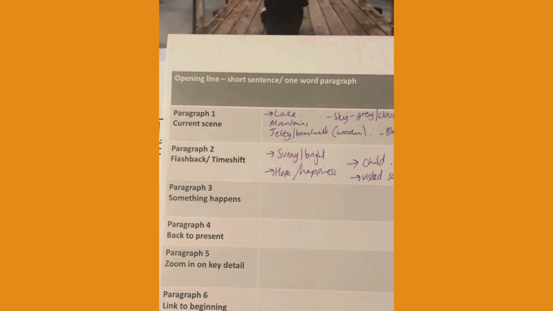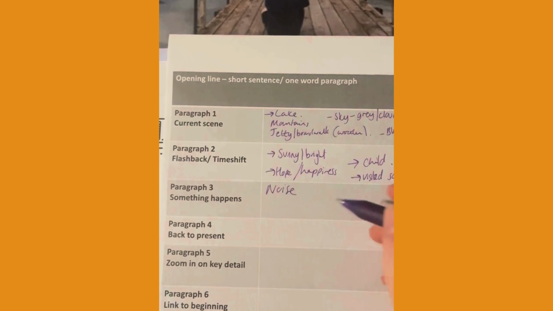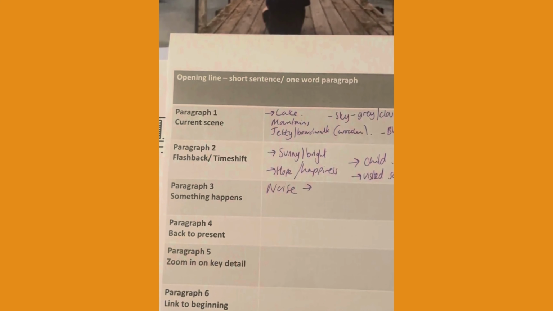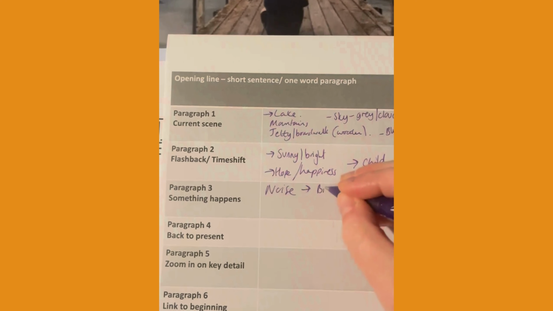Paragraph 3, something happens. So paragraph 3 is actually a very short paragraph. It's something that brings our character back to the present. So what we're going to need to do is it needs to be some form of noise or something that shocks them out of their memory. So for our purposes, we know we're at a lake, we know there's probably some nature around, we've got mountains, who knows what's behind him. So let's do a noise of a bird.